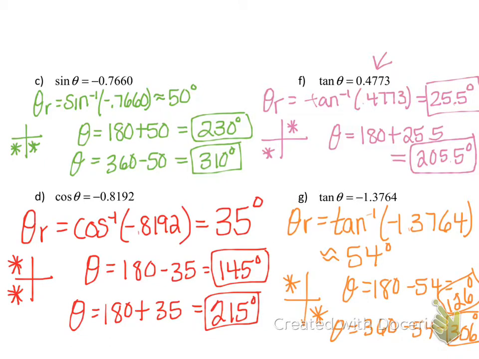And then for tangent, we have a negative value. After doing the inverse of tangent in our calculators, I got about 54 degrees. Since the initial value is negative, that puts us in our second and fourth quadrants. So I subtract from 180 to get my second quadrant, and then from 360 I also subtract to be put in my fourth quadrant.